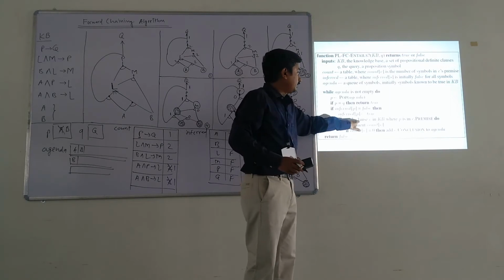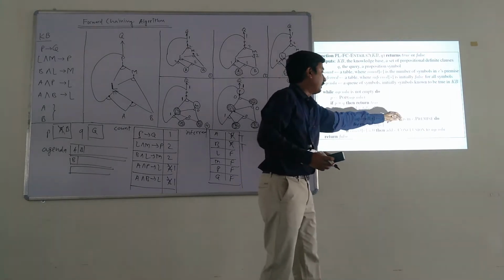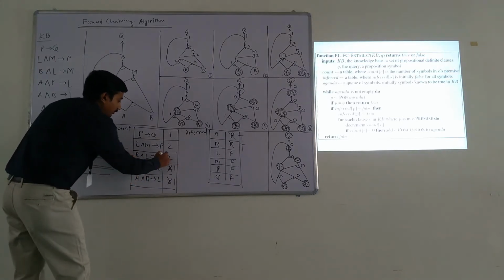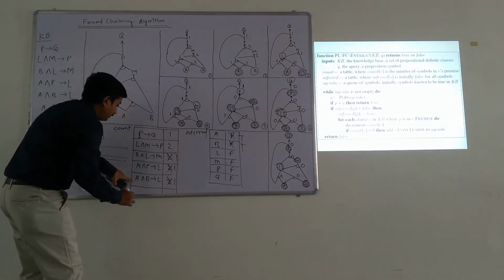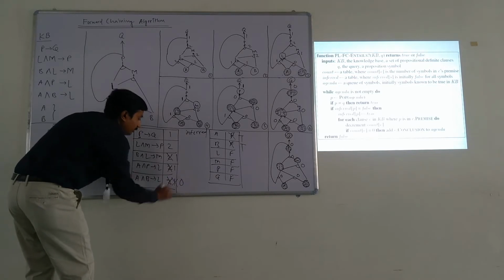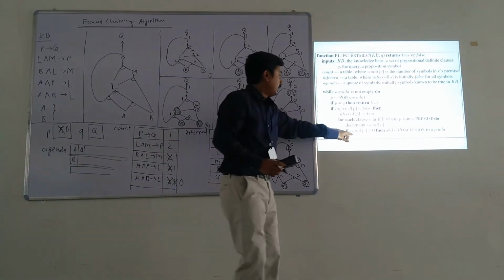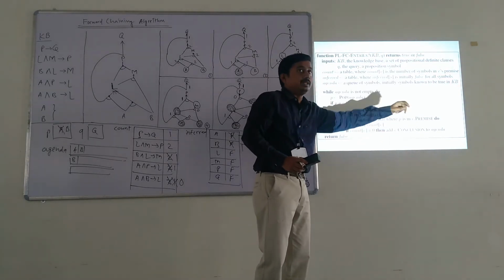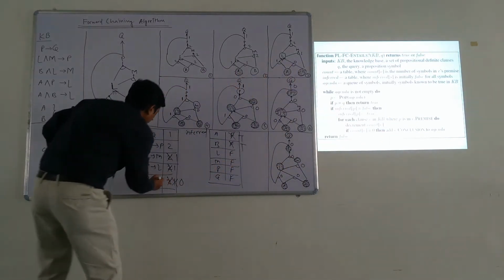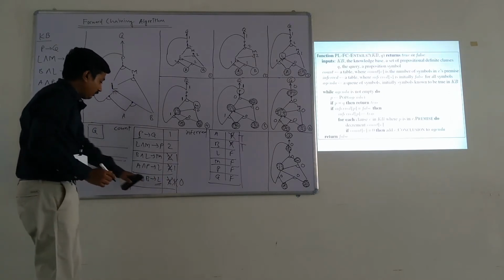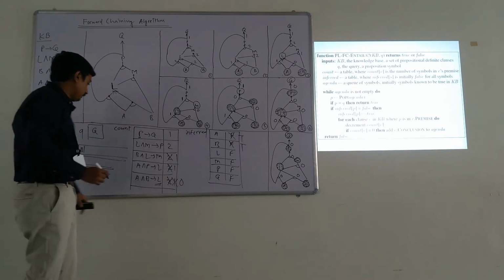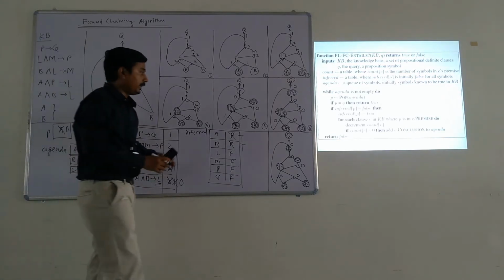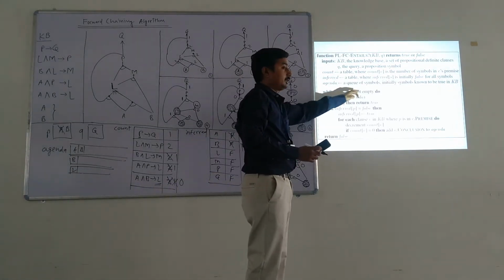Then for each clause where b is in the premises, you decrement the count. So b is in the premises for this clause, and b is in the premises for this clause, so it will become 0. If the count of a particular clause becomes 0, then add its conclusion to the agenda. The conclusion of this clause is L, so we have to add that to our queue, that is L. Next, while the agenda is not empty?